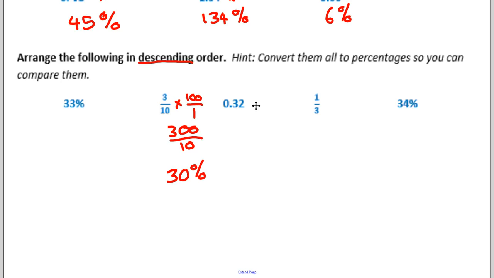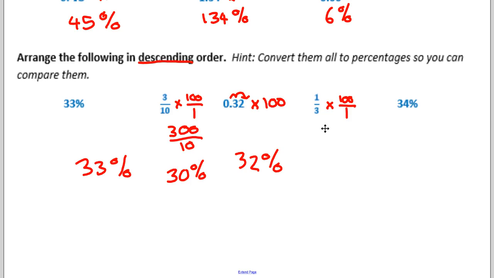Decimals, what do? You times them by 100 to convert them to percents. Times by 100, you get 32%. And the first one was already a percent, so let's just write it next to it so we don't forget about it. So we've got our line of percents. Fractions, times by 100, or 100 over 1, if you want to do it by hand. 1 times 100 is 100. 3 times 1 is 3. 100 divided by 3, you can do it with a calculator if you want. 33.3 recurring percent. And 34% is already a percent.